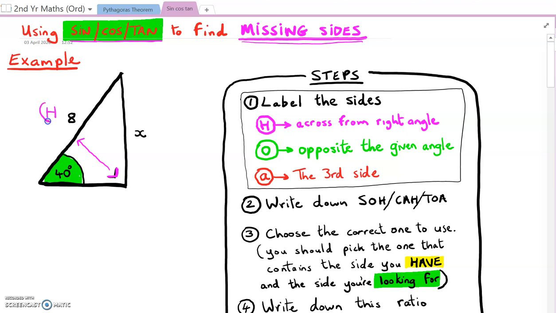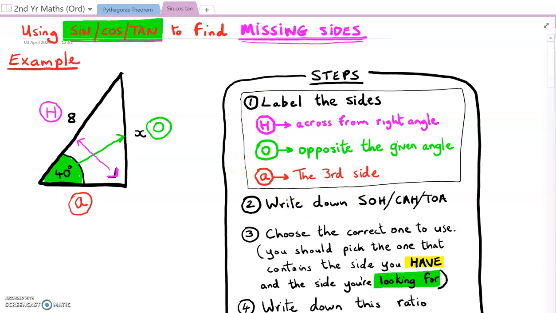Now, O is opposite the given angle. So 40 degrees was given to us, so opposite that is our O side. So we're going to write down the letter O. And then the third side is A. Okay, so there's no specific location for that side. We've already figured out that this is H, and we've already figured out that this is O, so there's only one side left for A, and that's it down there, A. Okay, so there are 3 sides. That's step 1 done.